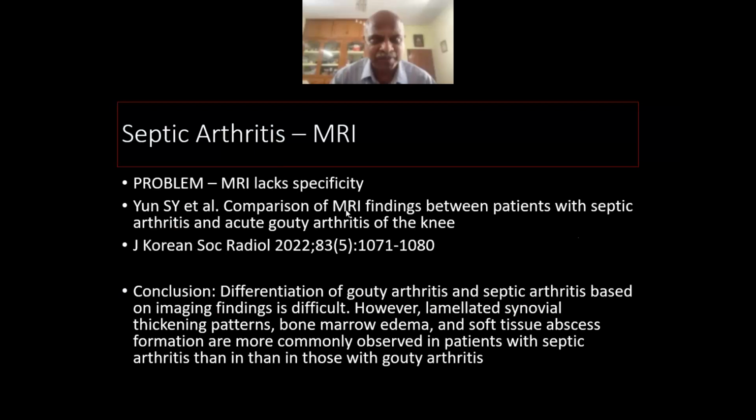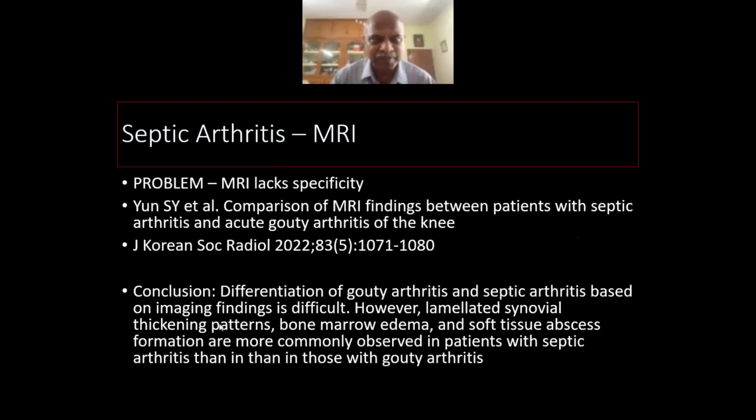The problem with MR is that it lacks specificity. You often cannot differentiate between a septic arthritis and an acute flare of an inflammatory or crystal arthropathy. For instance, this is an article by Unital where they looked at the MR findings between patients with septic arthritis and acute gouty arthritis, and they concluded that the differentiation is difficult. However, they pointed out that lamellated synovial thickening patterns, bone marrow edema, and soft tissue abscess formation were more common in septic arthritis than in acute gouty arthritis.